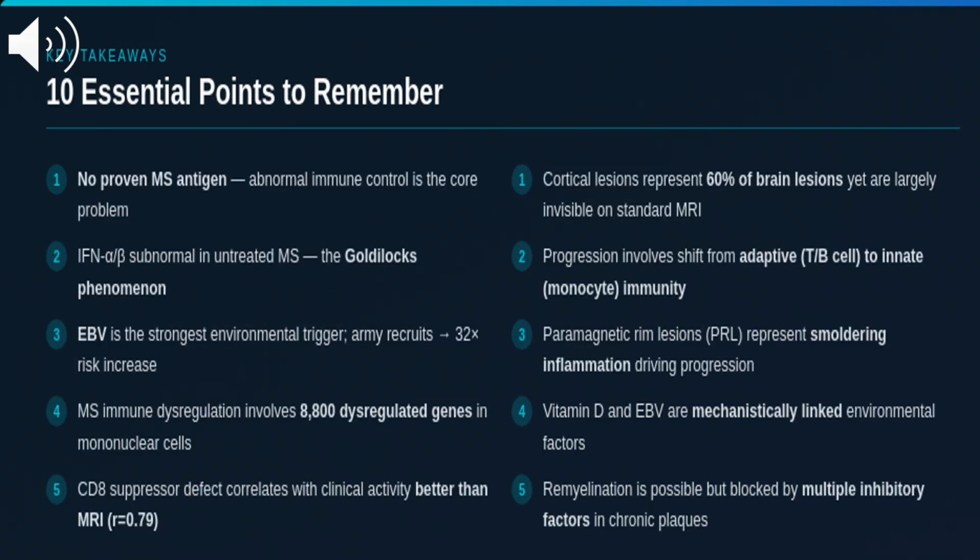As we approach the end of this lecture, I want to highlight the 10 most essential points that should be your lasting takeaways from today's session. First, there is no proven MS antigen. The core problem in MS is abnormal immune control, not a specific autoimmune attack on an identified target. This fundamentally distinguishes MS from typical autoimmune diseases.